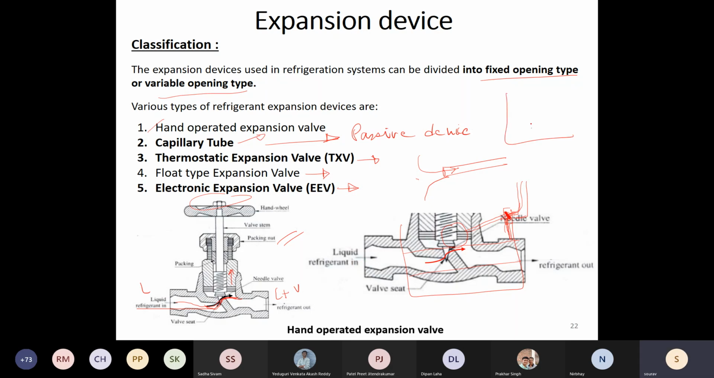If I were to draw the process on a TS diagram, let's say this is your saturated liquid. The condition at the outlet of this valve would be at slightly lower pressure. So this is one isobar. This is the other isobar. Okay, if the pressure drop is higher, you will have this condition. Okay. So all you need is a flow restricting device. So whenever you hear the term expansion device, all you need is a flow restricting device.